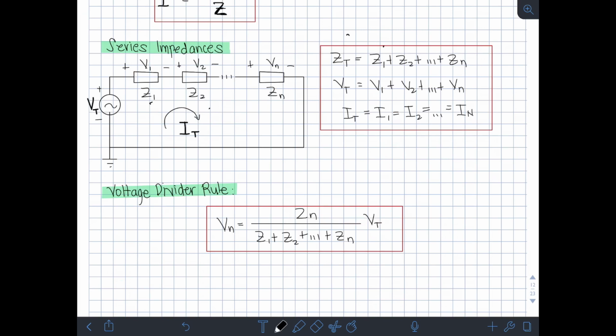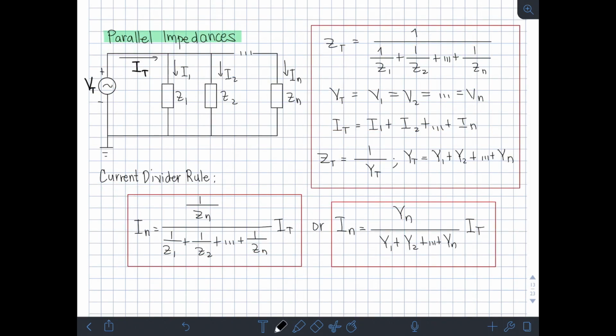And then, also, voltage divider rule applies in AC circuit. So, voltage divider rule states that V sub n is equal to Z sub n over Z sub 1 plus Z sub 2 plus ... plus Z sub n times Vt. Okay? So, alam naman natin lahat to sa DC circuits kasi dun sa mga videos ko before.